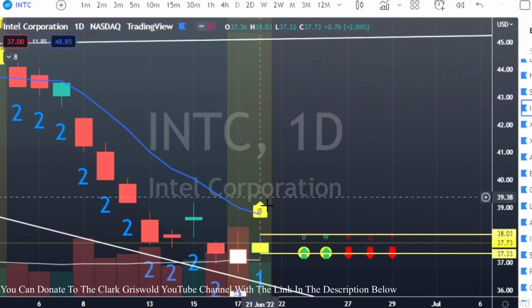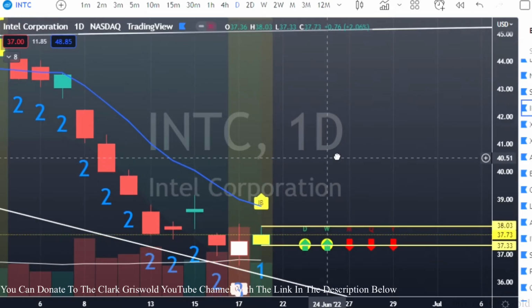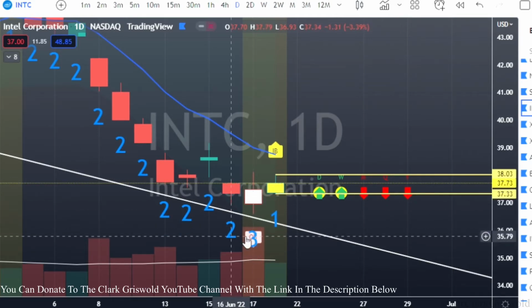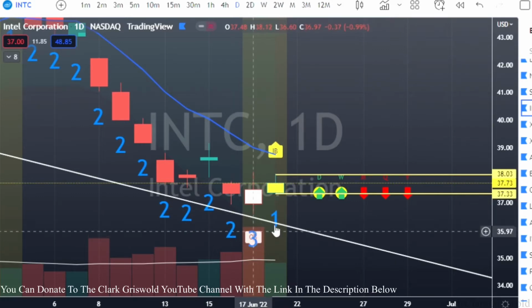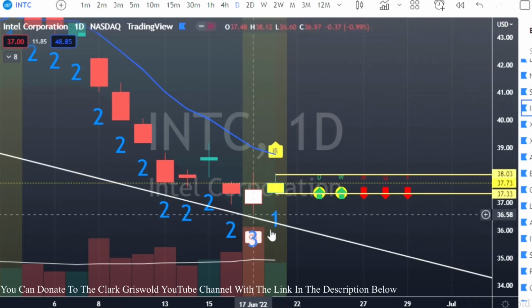Okay, so let's get started on this top five watch list right now. And we are going to start with INTC. And INTC, we have an outside bar, which is also a 3-bar in the Strat. If you don't know what these numbers mean, go check out my other videos. Okay, I have a video on the candlestick numbers. And it's followed by an inside bar or a 1-bar when we're talking about the Strat.